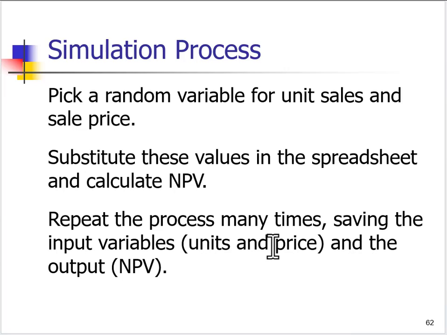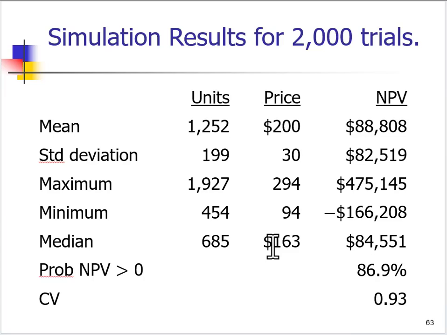Again, I'm just kind of repeating the process here. We choose a random variable for that. It substitutes those variables and again calculates net present value. And it does this many, many times. So again, with our mean and standard deviation of all of these variables, it then calculates the net present value. So the mean net present value is 88,000, standard deviation is 82. If we go down here, the coefficient of variation is 93.